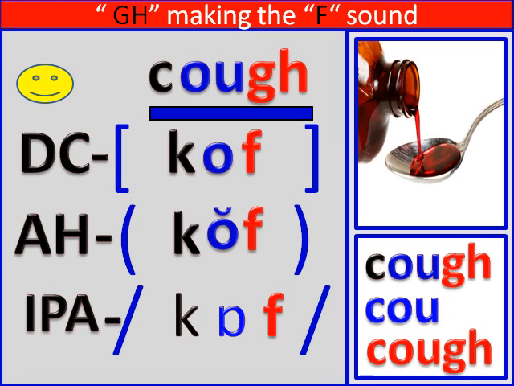So, the easiest way to tell when a sound is irregular from its normal sound is to use the dictionary sound box in every dictionary. Use a dictionary sound box.